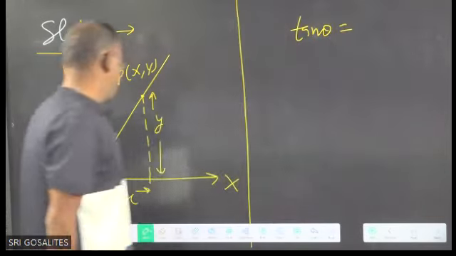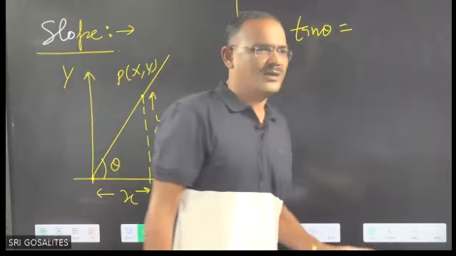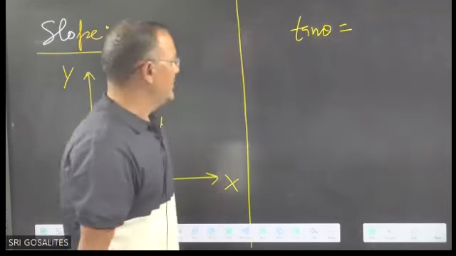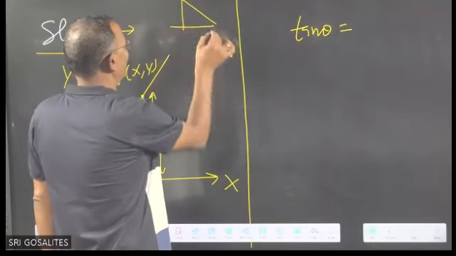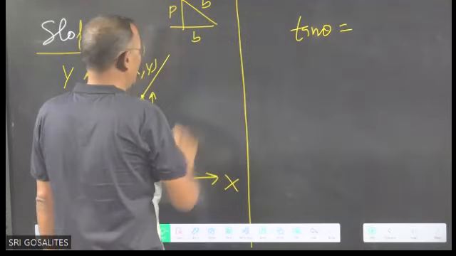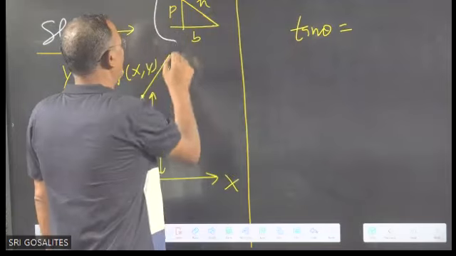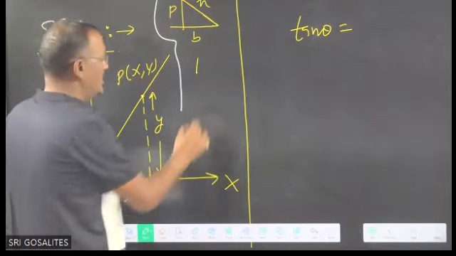Do you know the trigonometry? What is the tan theta formula? If you don't know, listen. In a right angle triangle, there is the perpendicular, the base, and this is the hypotenuse. So how are we writing the formula for all the 6 trigonometric ratios?